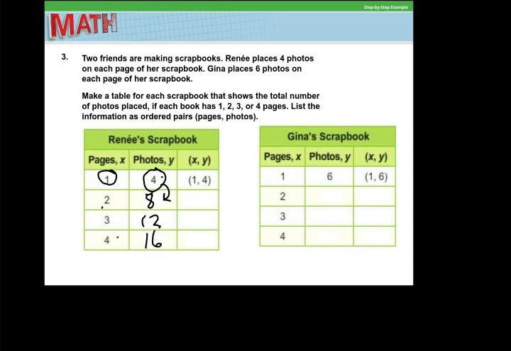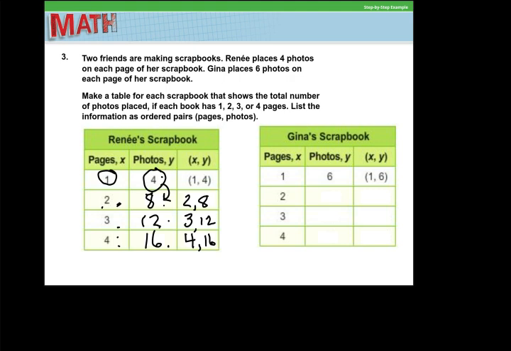And then let's look at the x and y coordinates. We need to fill those in, and we already have the numbers for that. So x is 2 and y is 8, then 3 and 12, 4 and 16. Same thing with Gina's.